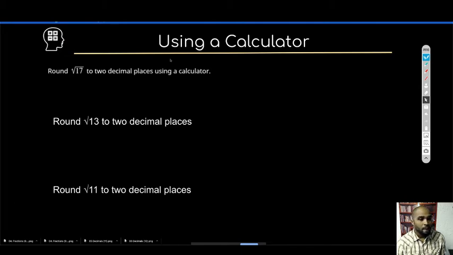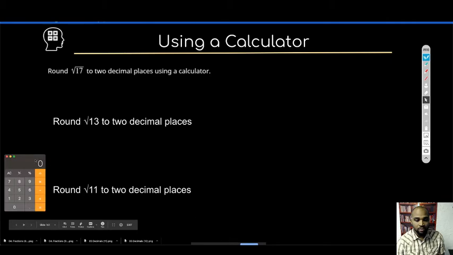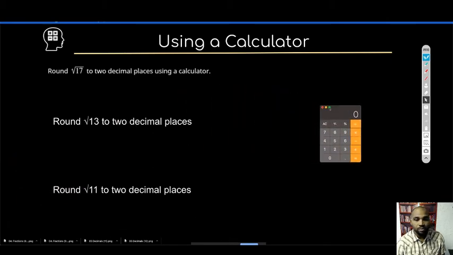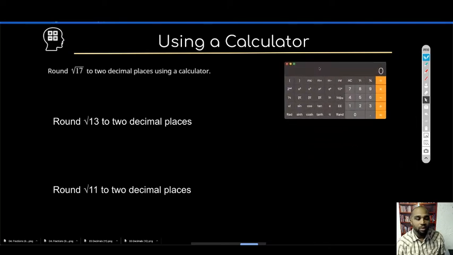All right, let's round these. Let's round the square root of 17 to 2 decimal places using the calculator. Now, sometimes you're simply going to be given a calculator and asked to round these numbers. So let's become familiar with how to do that. I'm going to pull up my calculator, and we'll work those together. Now, depending on what kind of calculator you use, you're going to put this in differently. But for my calculator, I have to put the number in first, then press square root. For other calculators, like a graphing calculator, you put square root first, then the number and enter. So just know how to use your calculator.